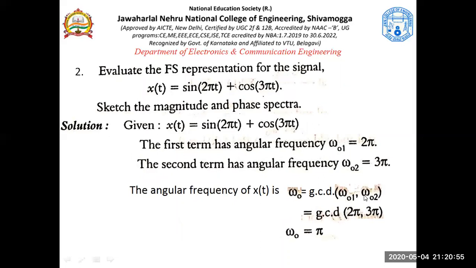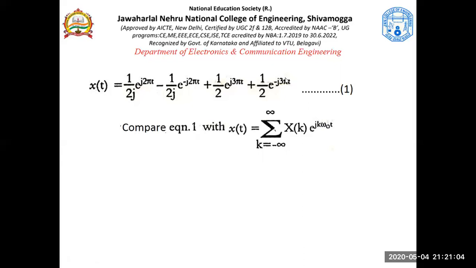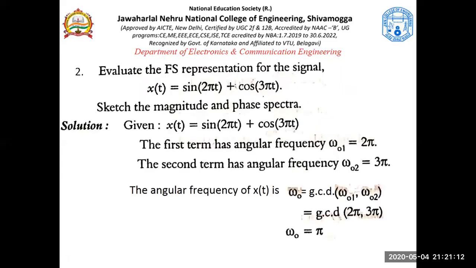If you take this as omega naught 2 is 3 pi, so what happens if it's 3 pi? K would be 1. So if omega naught is 3 pi, this is omega naught, so beside this what we have is k, that is 1. So you should not misunderstand. Okay, so we should understand the significance of obtaining the angular frequency of the signal x of t. So this is how we do it.